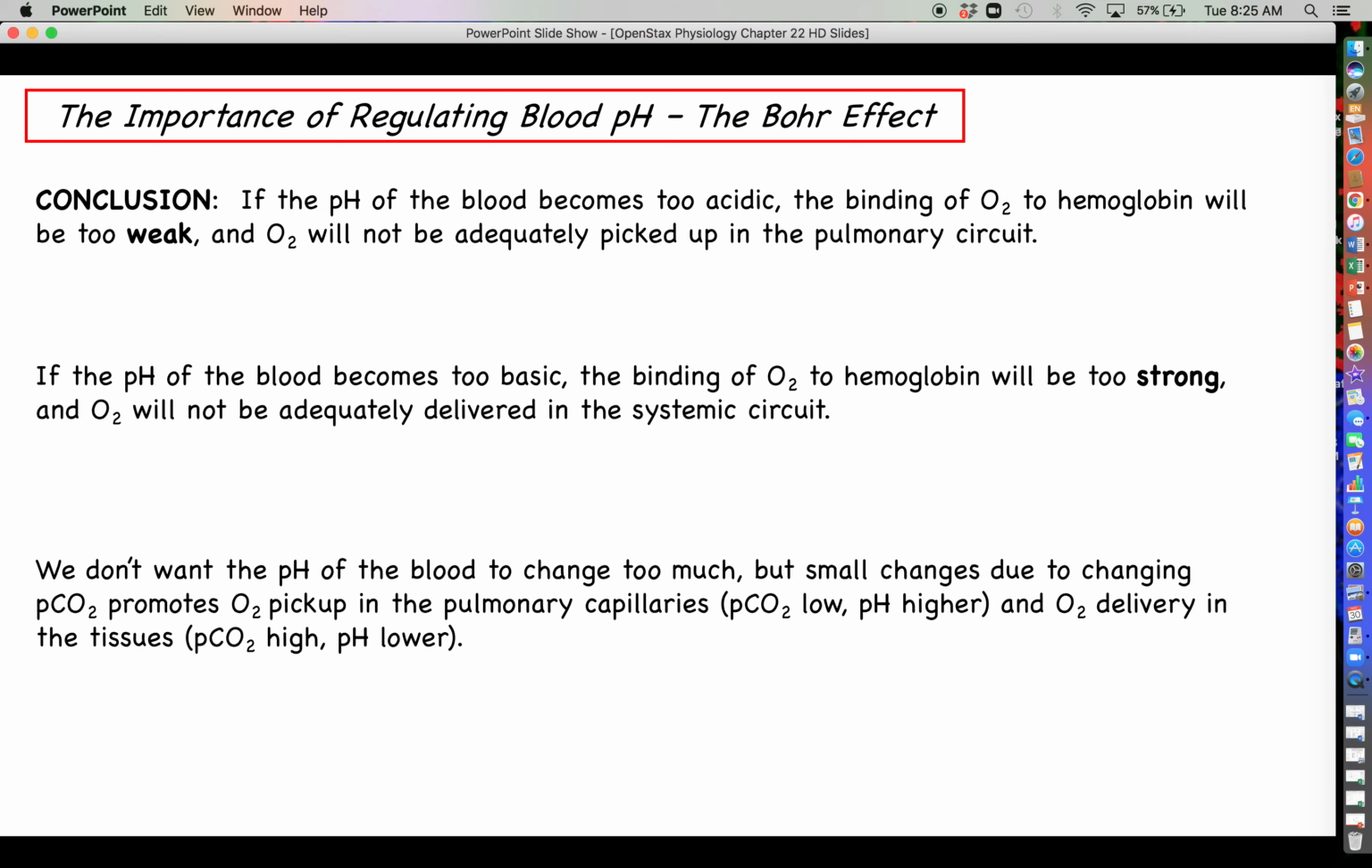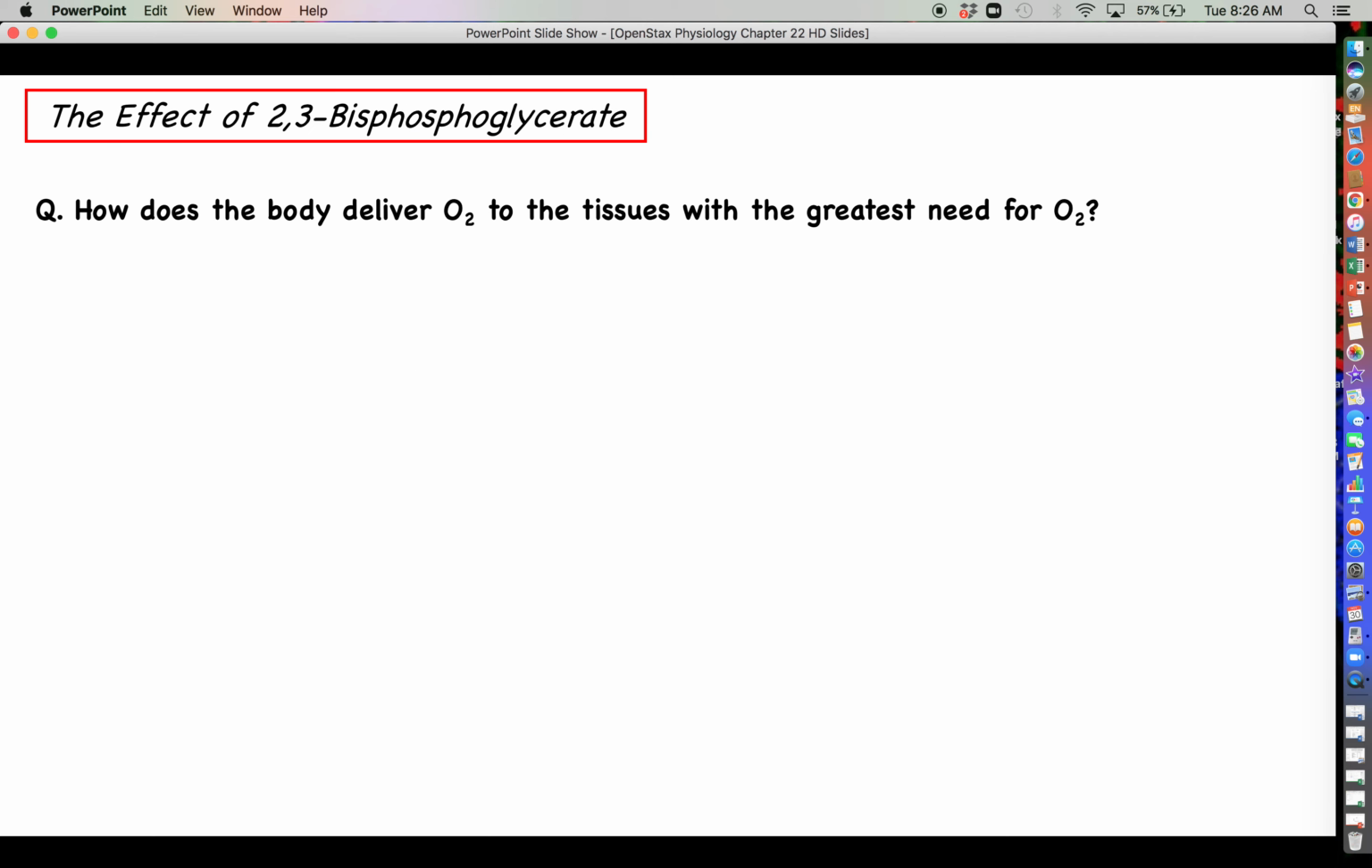So we really don't want the pH of the blood to change too terribly much, but we saw before with internal and external respiration, small changes in the pH in local environments due to changing PCO2 does promote oxygen pickup in the pulmonary capillaries and oxygen delivery in the tissues. We just don't want these big pH changes to be systemic in the sense that it is a widespread phenomenon. It's okay to have little pH changes in certain places, we just don't want it to be all over the place.